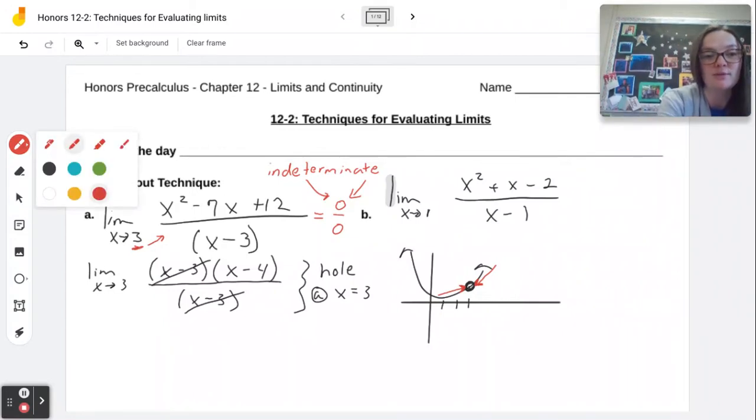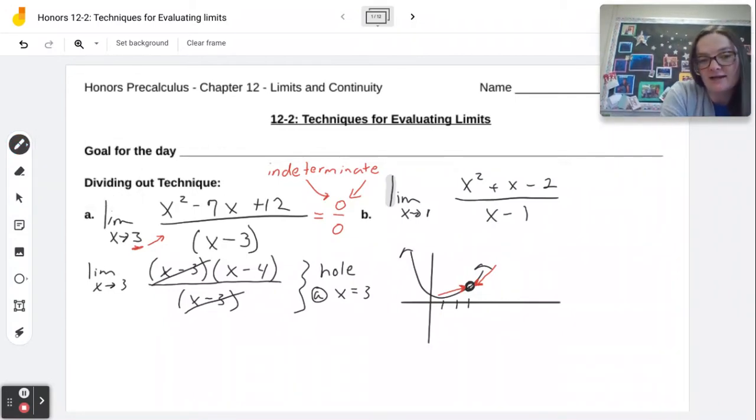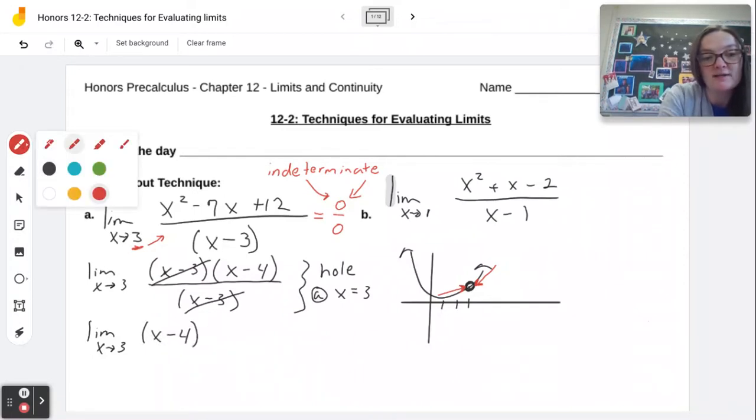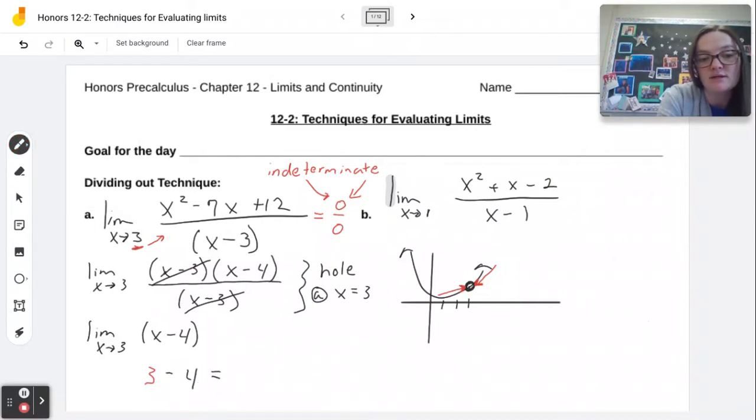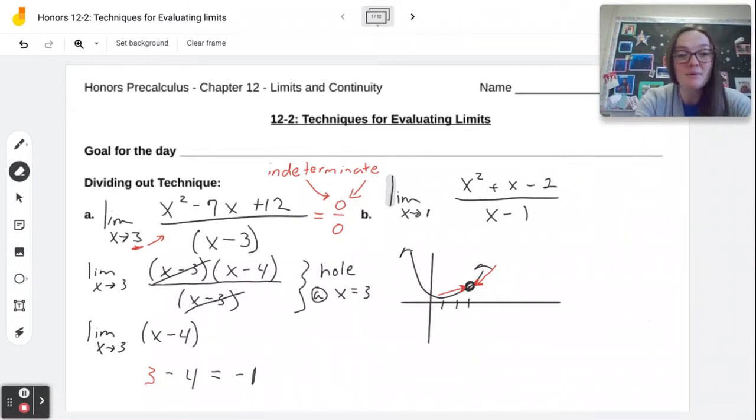Let me show you how we're going to find it. We cancel out x minus 3, and so the new limit is the limit as x approaches 3 of just what's left over, which is x minus 4. Using direct substitution, I plug in 3 for x and subtract 4, which gives me negative 1. Maybe my picture is not great; it should be shifted down a little bit. But that is the solution to this first limit.